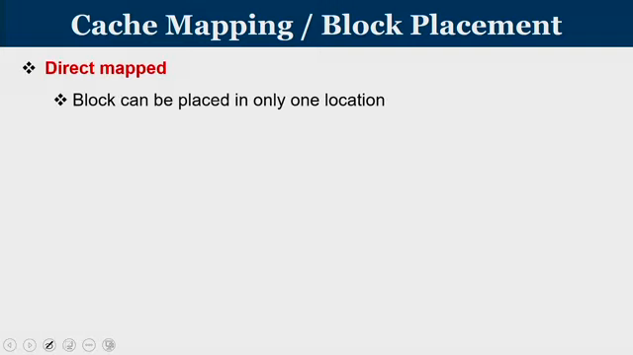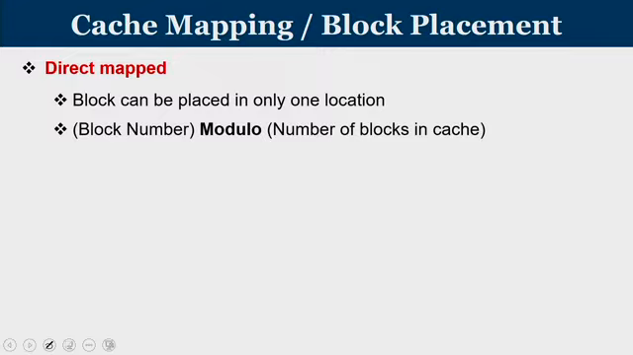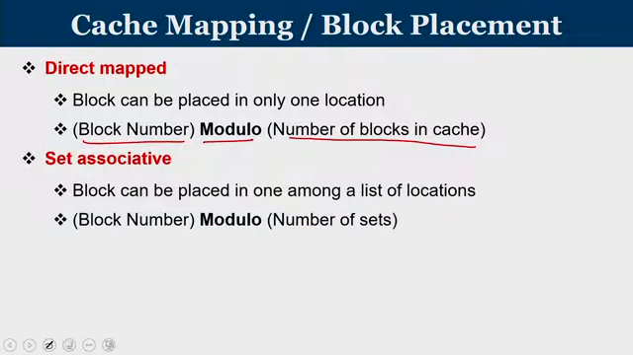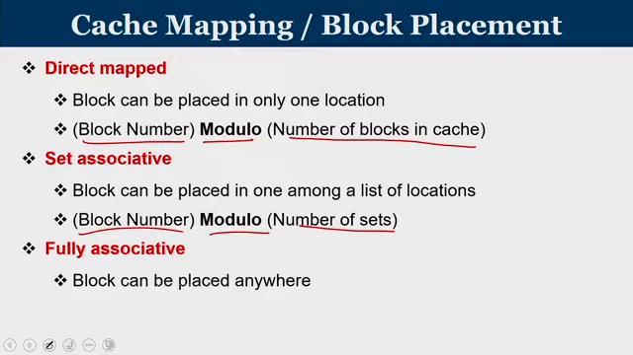So coming to cache block placement, the summary is: direct mapped means a block can be placed in only one location, found by taking the block number in main memory modulo the number of blocks in the cache. The second is called set associative, where a block can be placed in one among a list of locations. In this case it is block number modulo the number of sets in the cache. And the third one is called fully associative, where a block can be placed anywhere.